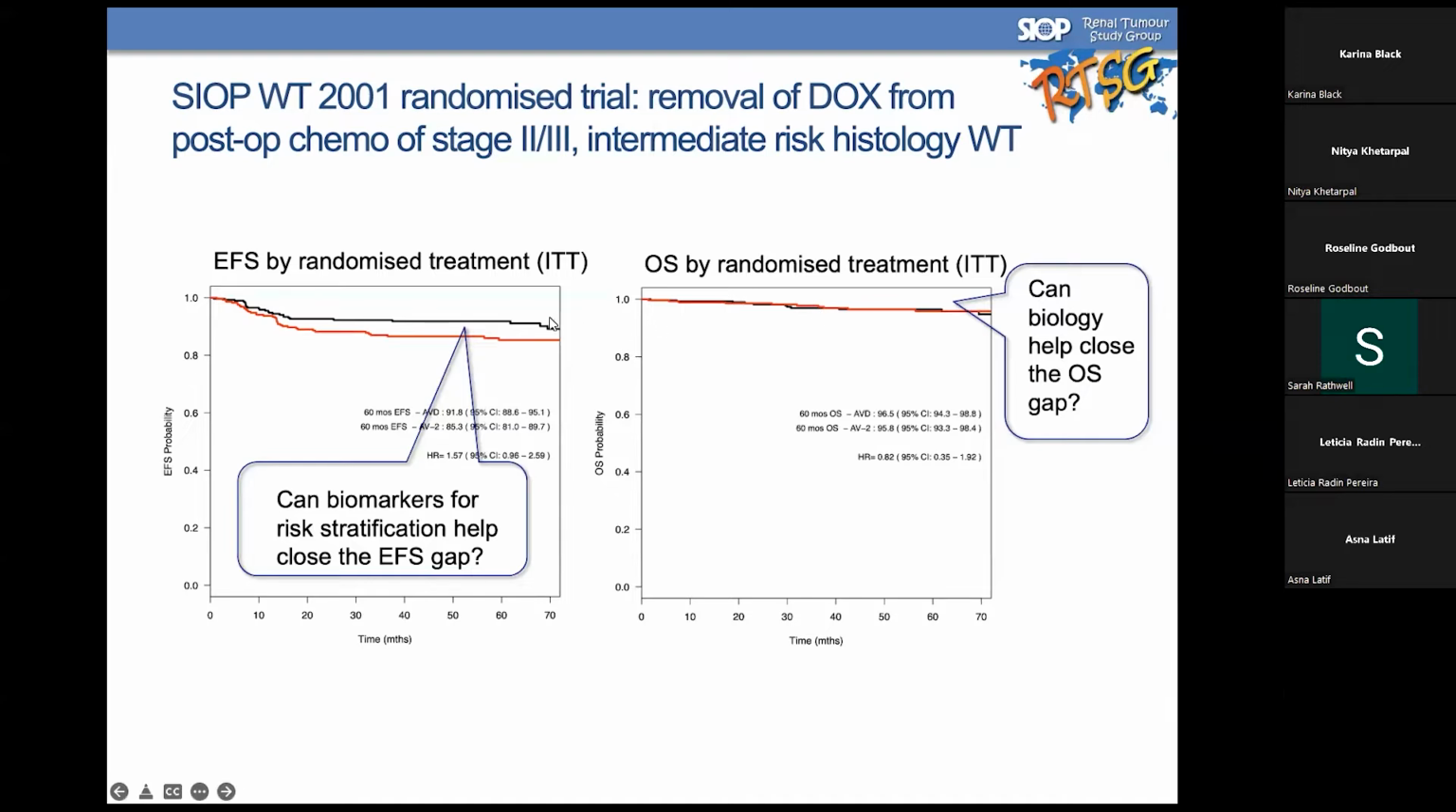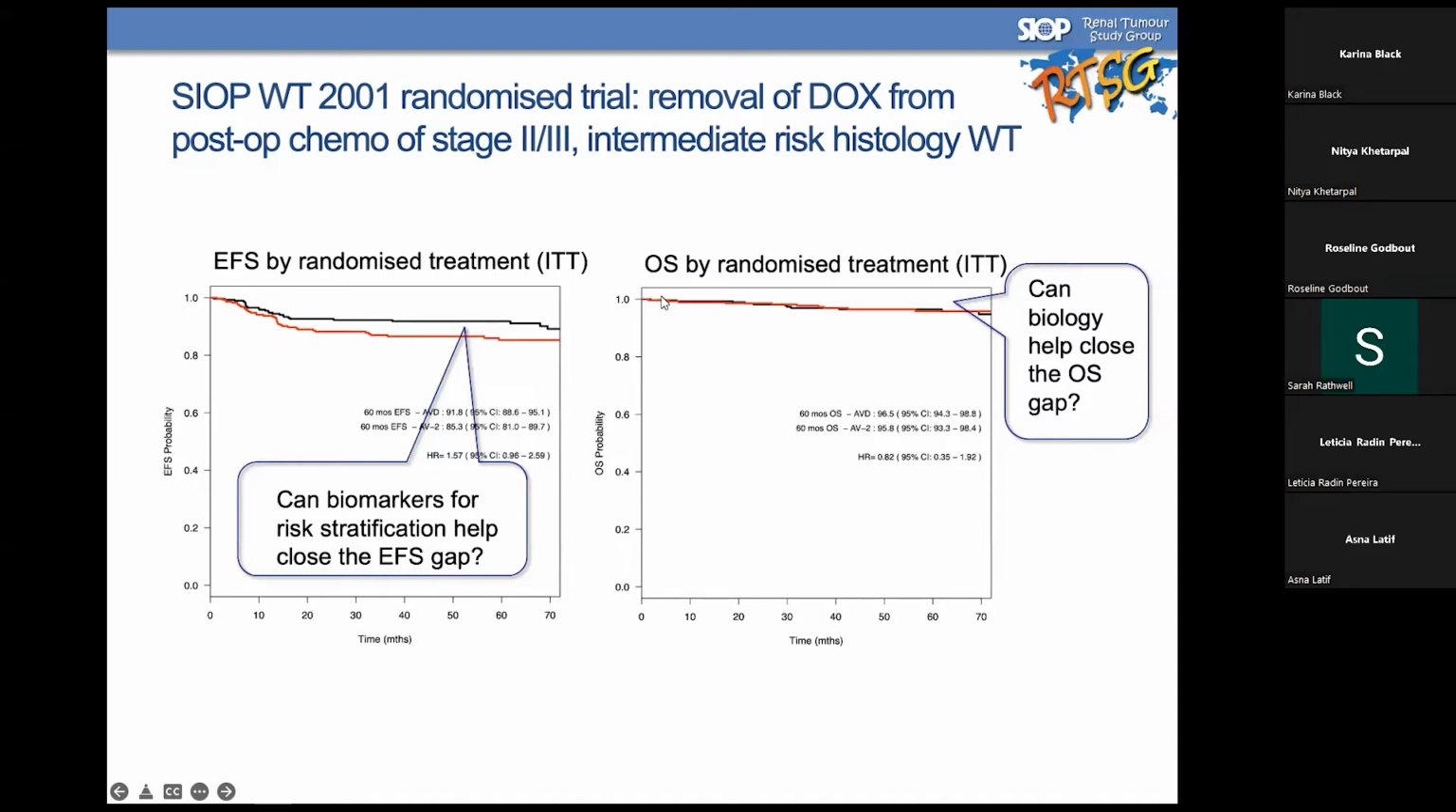So there was no reason here to really let doxorubicin be given to all the patients. Nevertheless, there are two questions coming up in this trial. The first question: how can we define those patients that do relapse when they only receive 2 drugs? And can a biomarker for risk stratification help to close this gap of event-free survival?